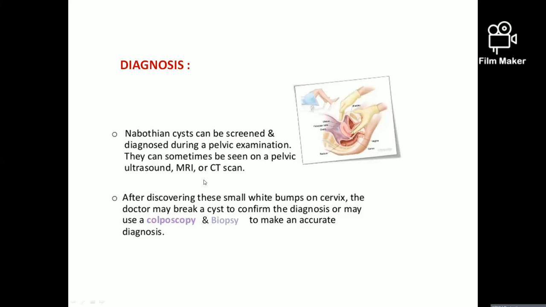Then next important is a colposcopy, where a small tissue sample can also be collected for biopsy. So after discovering these small white bumps on the cervix, the doctor may break a cyst to confirm the diagnosis or may use a colposcopy and send the tissue for histological studies to make an accurate diagnosis. We will have to rule out CA cervix, these dysplastic cells over here, and also we will perform the pap smear too.